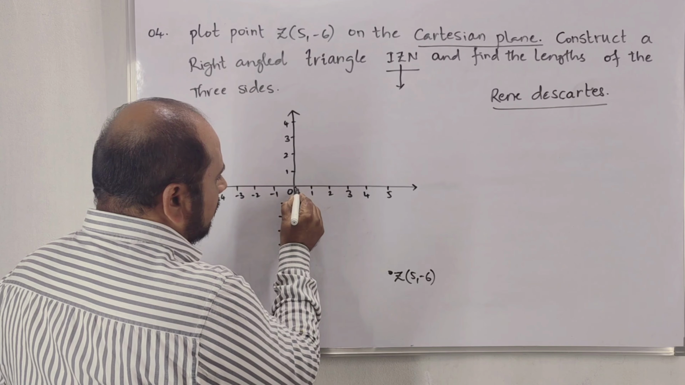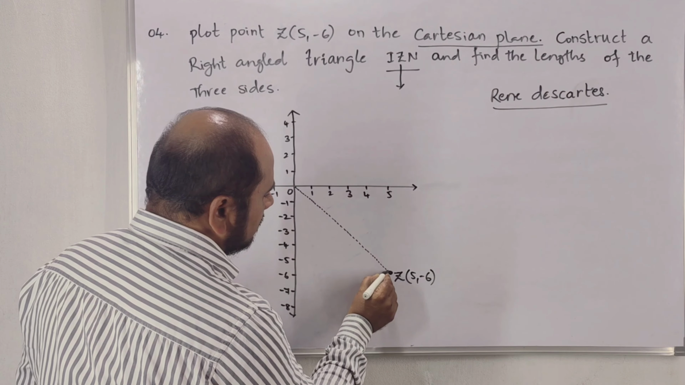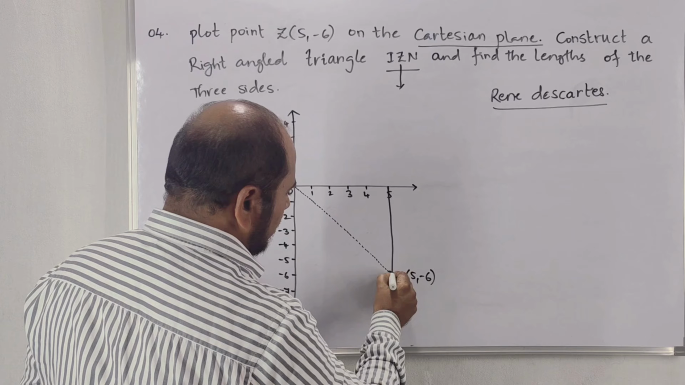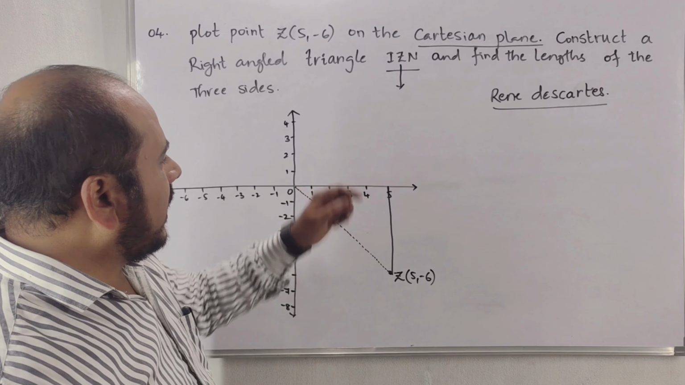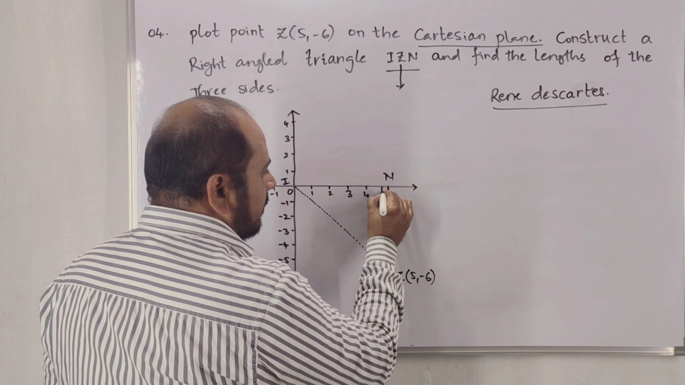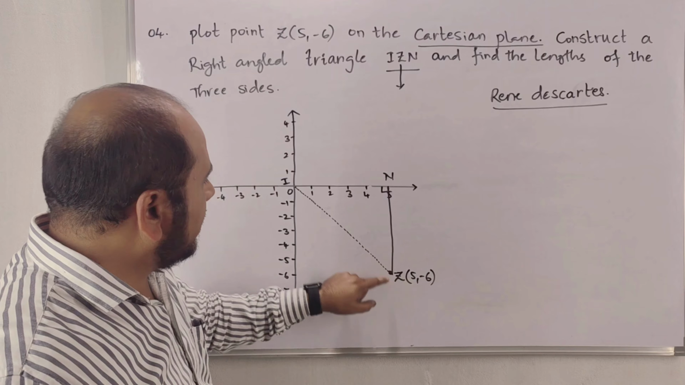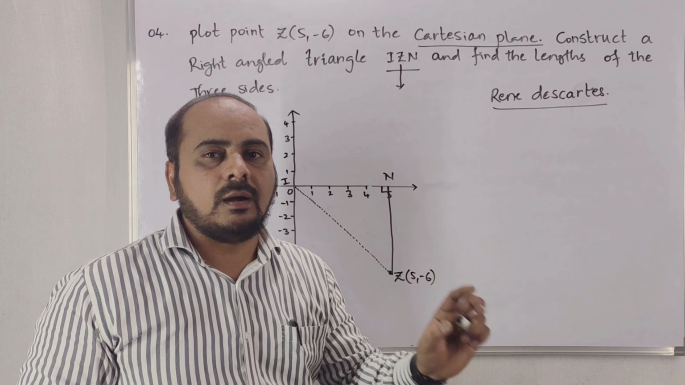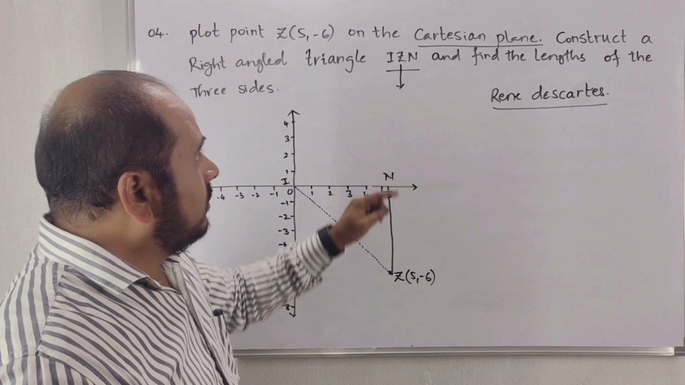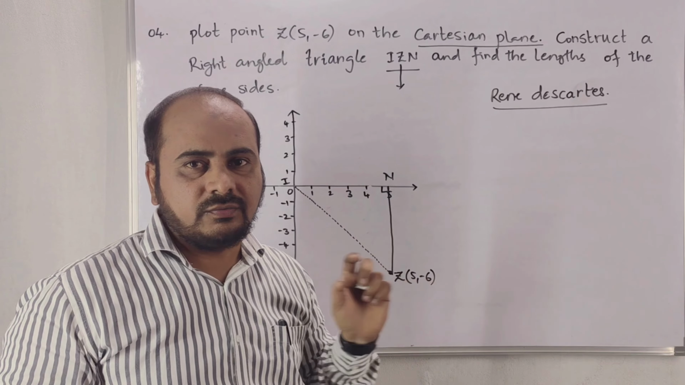If not, you can draw, go to Z here, join this. Then after, from 5 to Z you can join. Now for IN, you can consider this one as I and this is N. It is perpendicular. So what happens here? INZ, a right angle triangle, is formed as per his given statement. Now find the lengths of the three sides. These three side lengths we need to find.